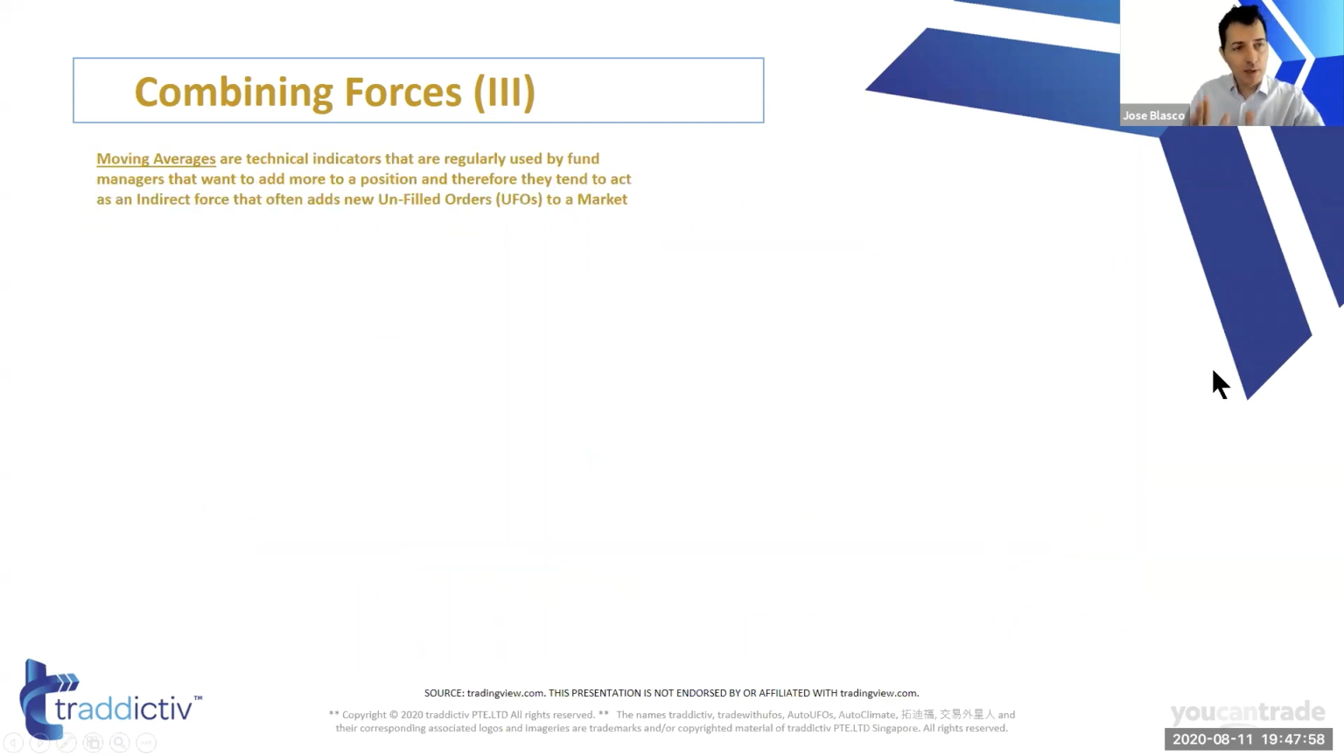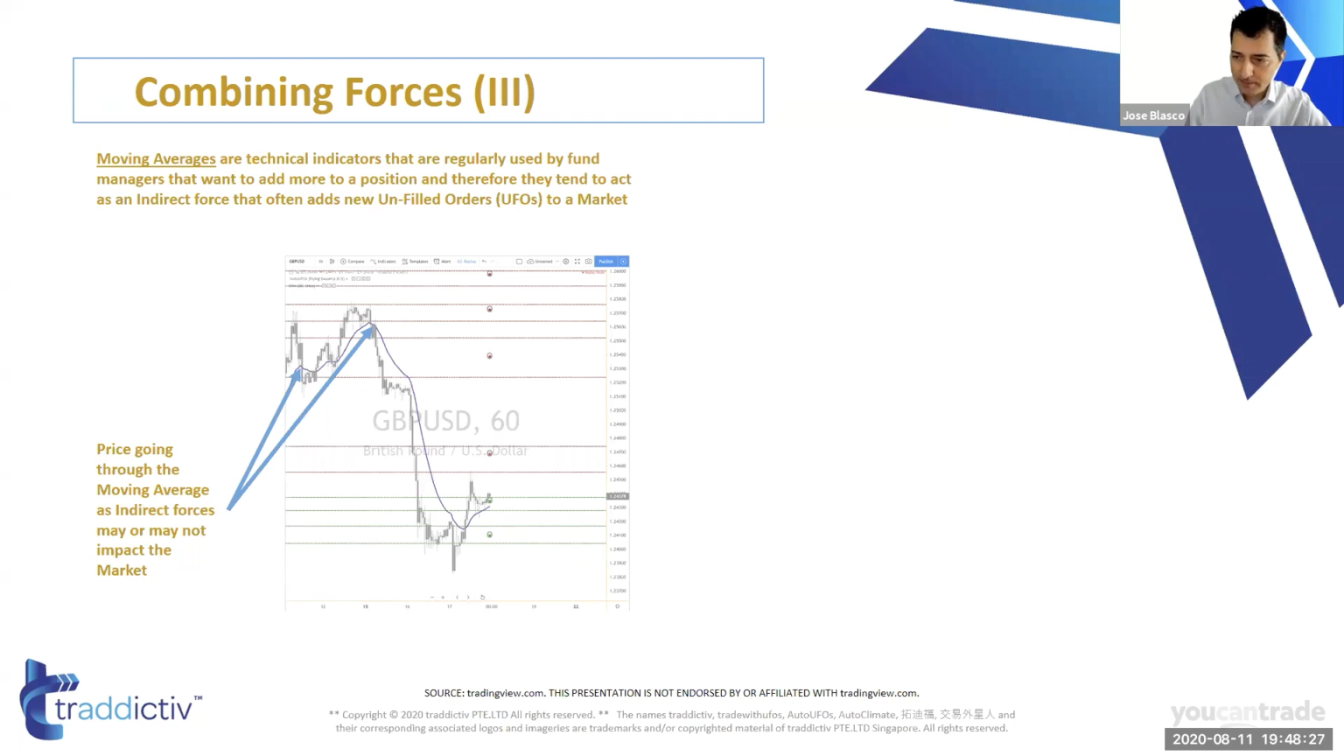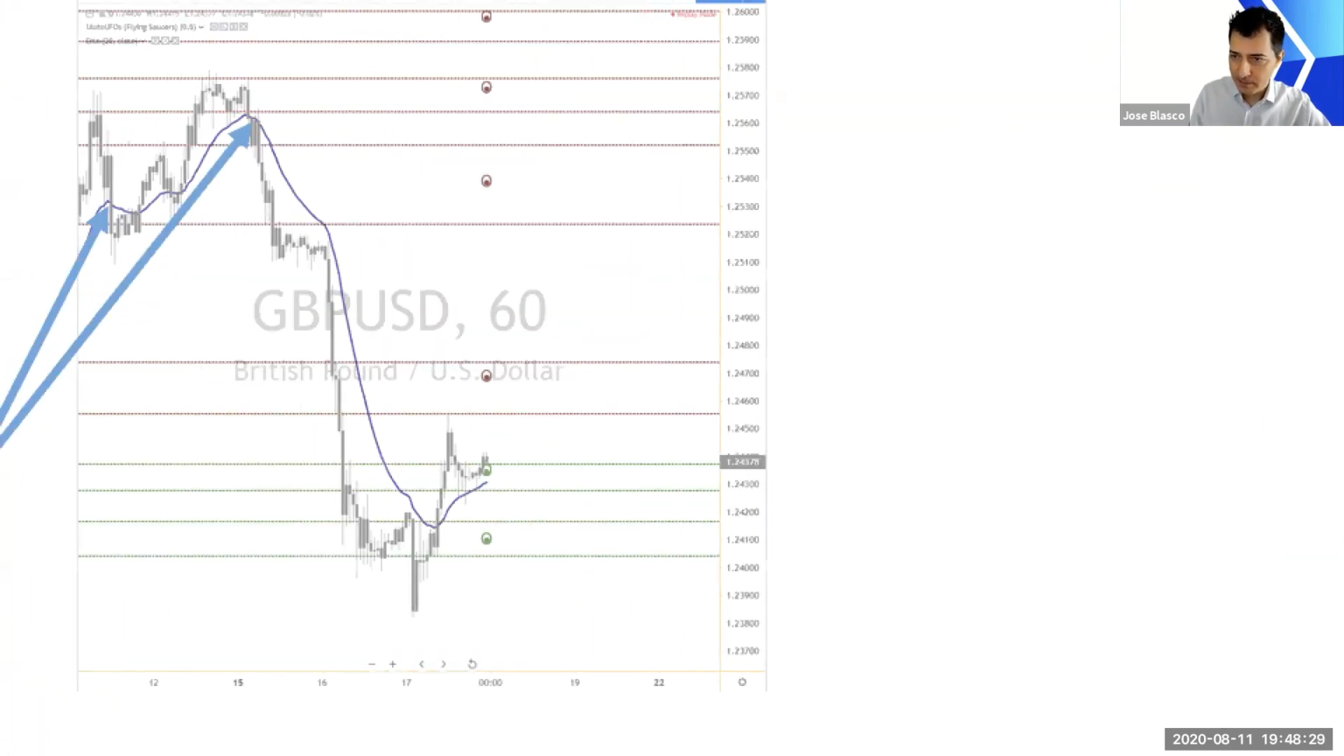now, up to this point, I've been talking about indirect forces, direct forces, and everything was about the news. I would like to change direction now and talk about other types of indirect forces. For example, moving averages. Moving averages are technical indicators that are regularly used by fund managers that want to add more to a position, and therefore they tend to act as an indirect force that often adds new on-field orders to a market. So let me show you this. Let me zoom in so I can explain that better.